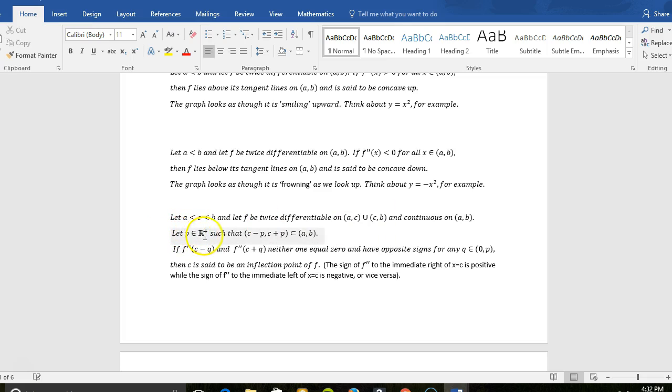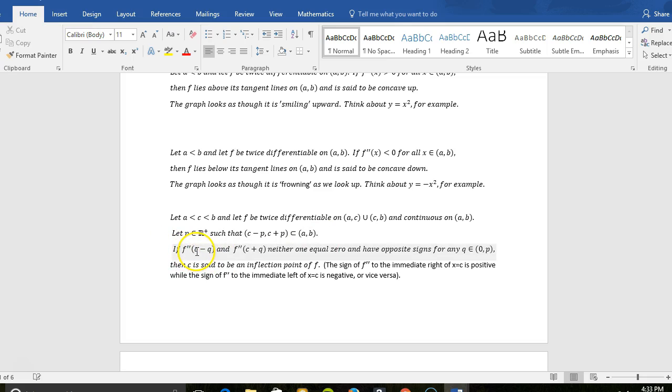Let p be a positive real number. Let's just say let p be a teeny tiny positive real number. It doesn't always have to be, but let's just go ahead and say that it is. It does need to be positive. It is small enough that (c minus p, c plus p) is a subset of (a, b). So if you stay close enough to c, you're not going to go outside of the open interval ab, okay?